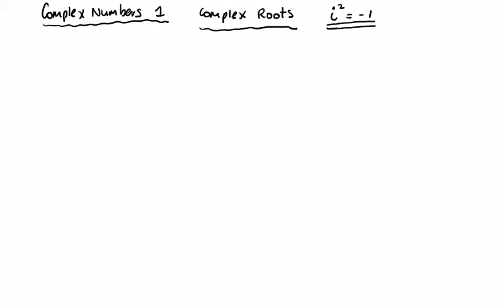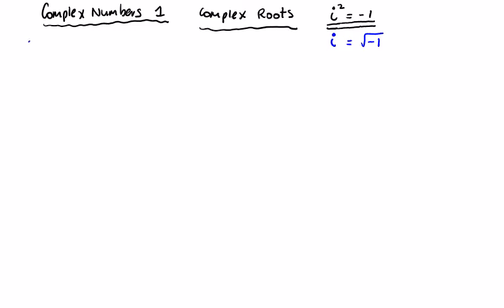In complex numbers 1, we're going to look at complex roots, and we're going to introduce i squared for the first time and the letter i for the first time. You can see here straight away, if i squared is equal to minus 1, which is what we're always told in these complex numbers questions, then i, if I get the square root of both sides, is equal to the square root of minus 1. So that's what we're going to introduce in this video.